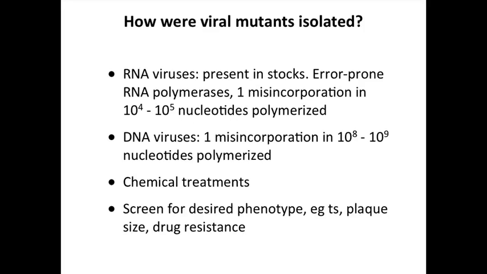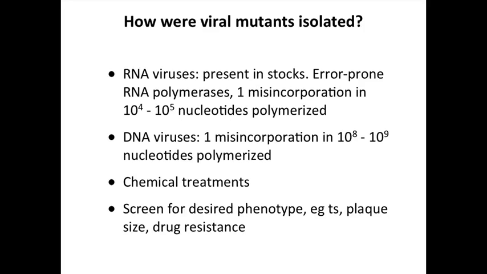DNA viruses have lower misincorporation rates. Mutations are harder to come by in their genomes. So typically you treat them with chemicals that mutagenize the DNA and then screen for your phenotype. So these are some of the phenotypes you can screen for. As I said, drug resistance, plaque size. If your virus makes a big plaque, you see a small plaque on the plate, it's a mutant. You pick it and study it and see what gene has been altered.